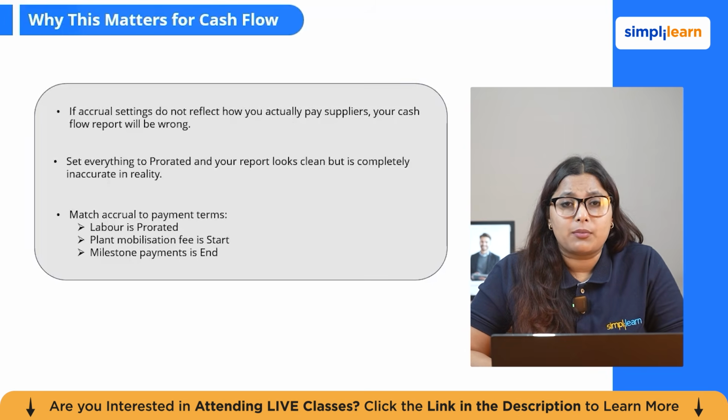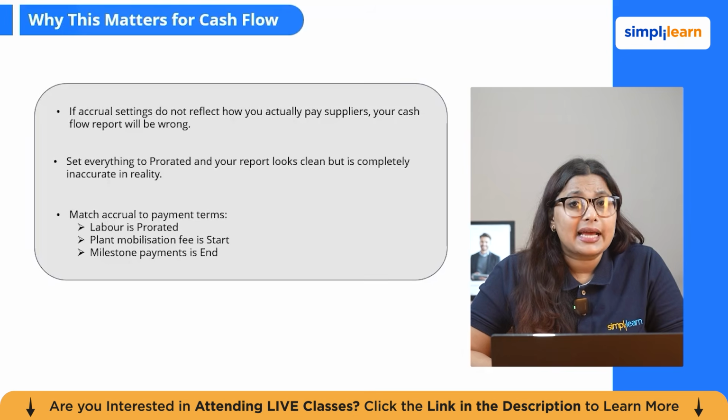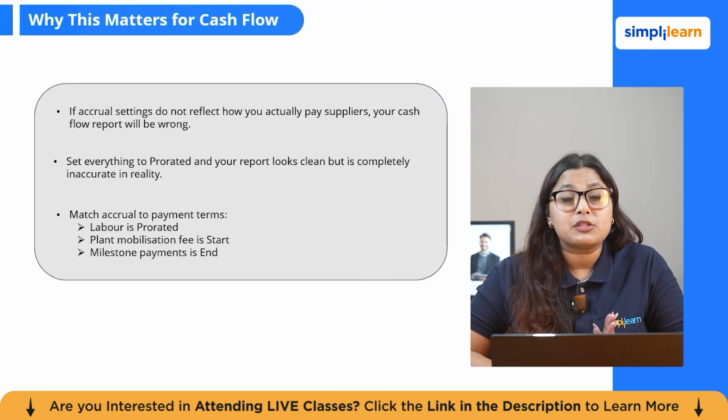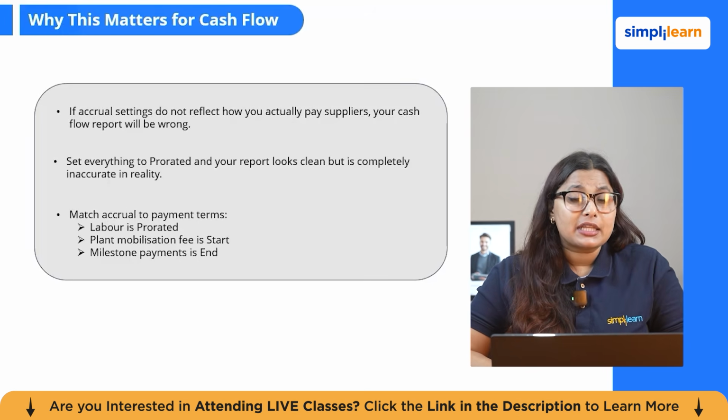So the correct approach is to review every resource type and set the accrual that matches the payment terms. Labor means always prorated. Plant mobilization fees means always at the start. Milestone payment means always at the end. Make this part of your project setup checklist and your cost report will be accurate from day one.